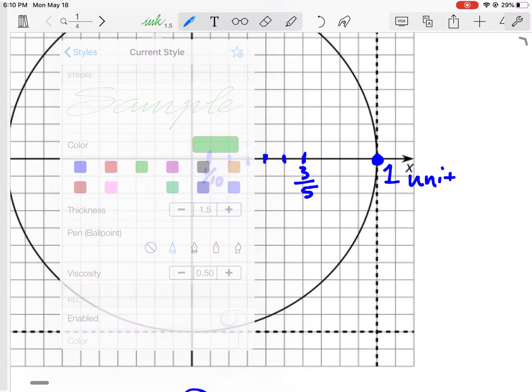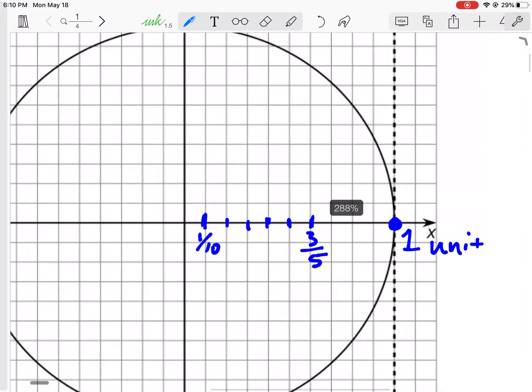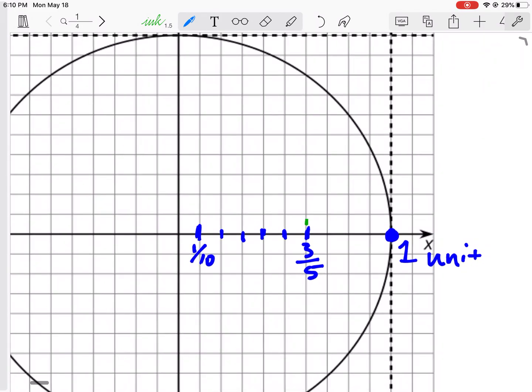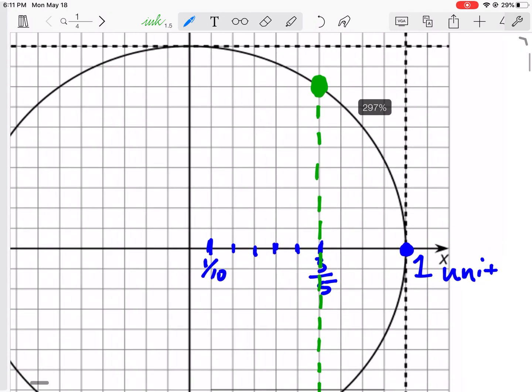So what we can do now is to find the y-coordinate, we can draw a vertical line. So I'll draw a dashed vertical line up and find a point on the circle. So we have this 1 point up here, but what if I went the other direction? Instead of going up, made a dashed line down. We have another point down there.